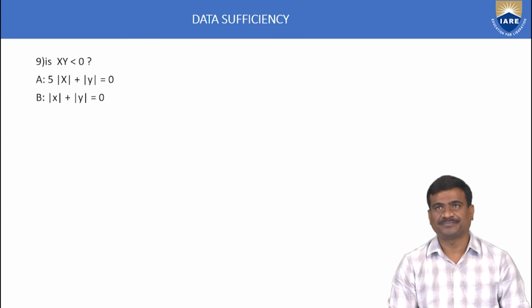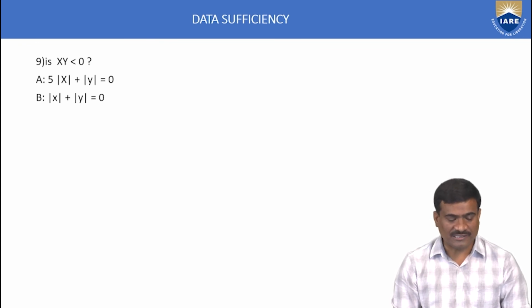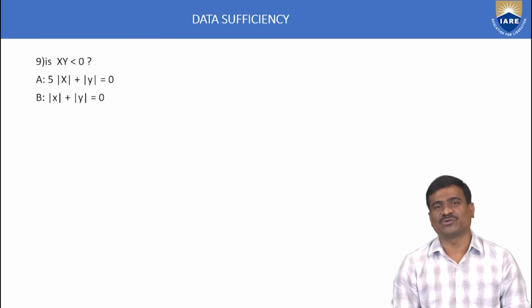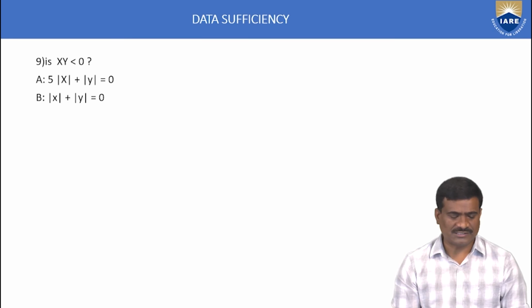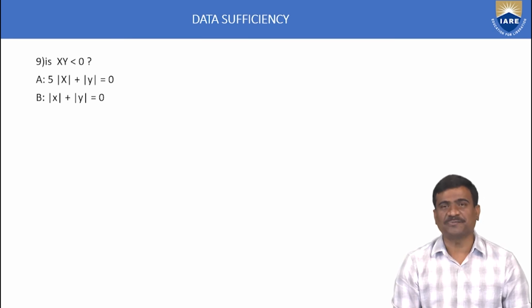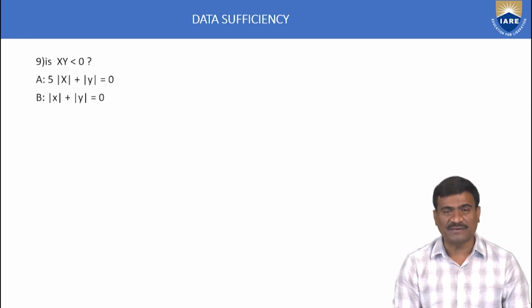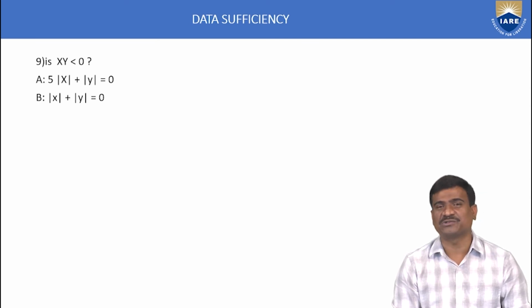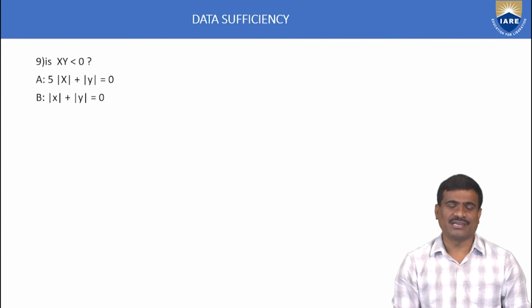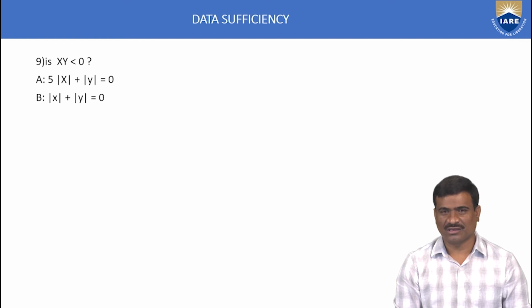Next, the 9th question. Is xy less than 0? Statement A: 5 times modulus of x plus modulus of y is equal to 0. Statement B: Modulus of x plus modulus of y is equal to 0. Modulus is nothing but exactly a positive value. Negative does not exist.